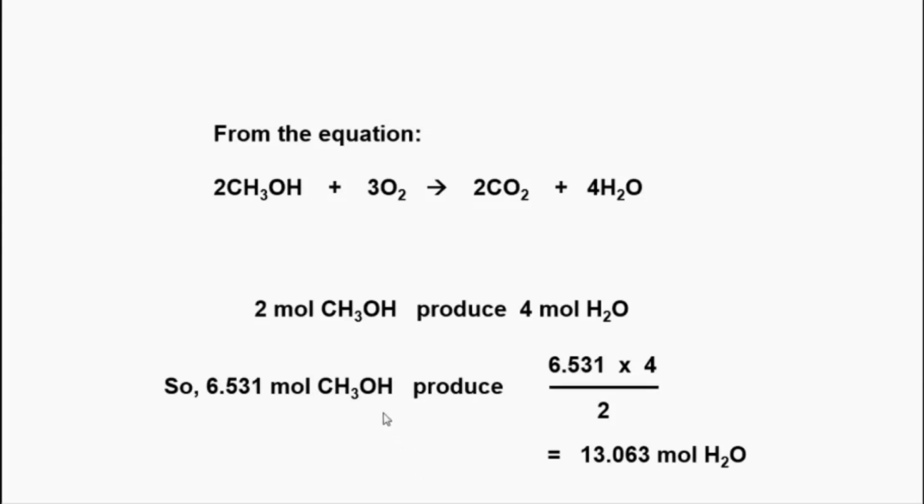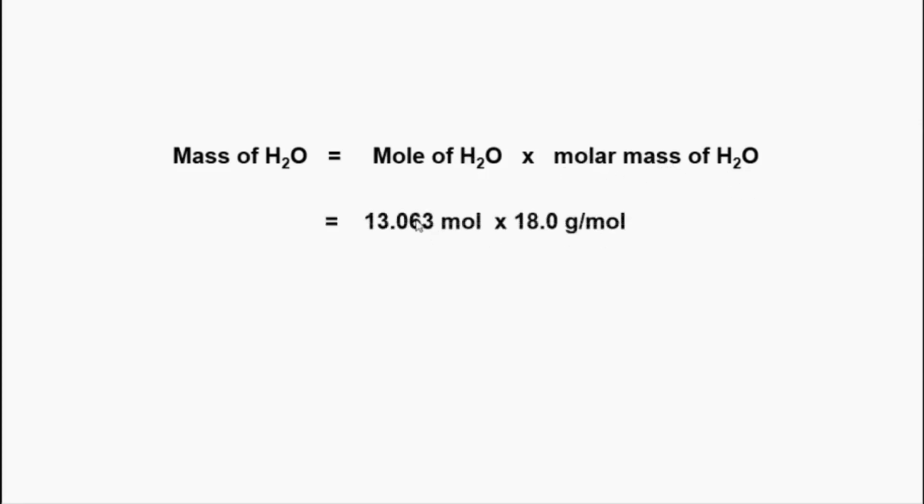Right, but the question asks you to determine the mass of water produced. Since we have already determined the moles of water produced in the reaction, the mass of water equals moles of water times molar mass of water. So moles of water, 13.063 moles, times 18 grams per mole, which is the molar mass of water, and you are going to get 235.1 grams of water. So this is the answer for this question.